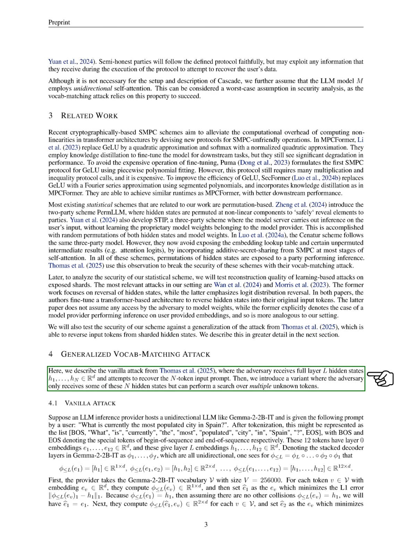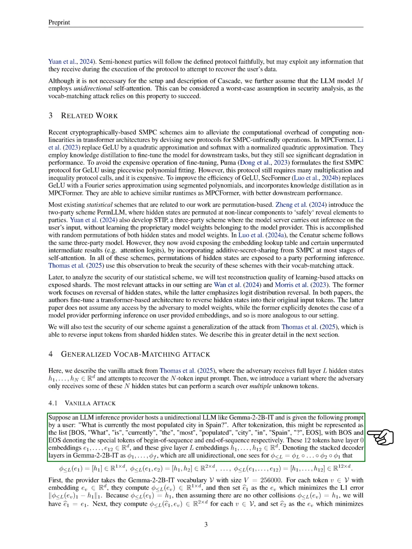Now, we describe the basic attack where the adversary receives complete hidden states from a layer and attempts to recover the input prompt. We also introduce a variant where the adversary only gets some hidden states but can search through multiple unknown tokens. In the basic attack, we consider a unidirectional large language model, LLM, like Gemma 2-2, which receives a user prompt such as, "What is currently the most populated city in Spain?"